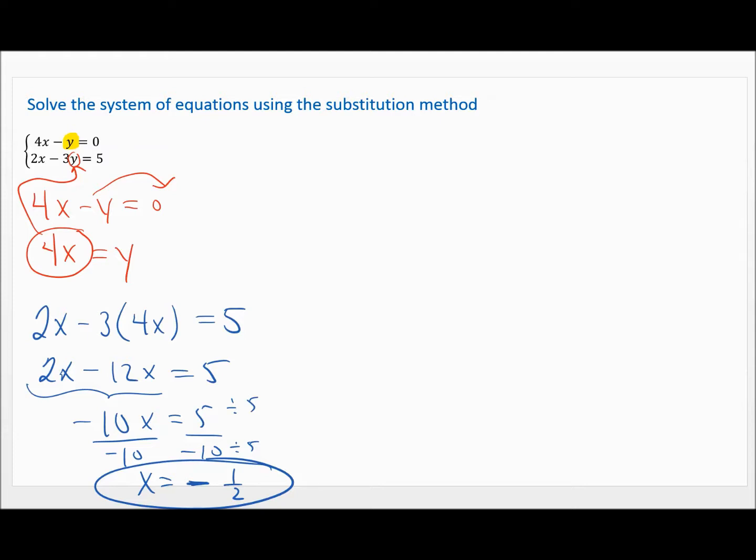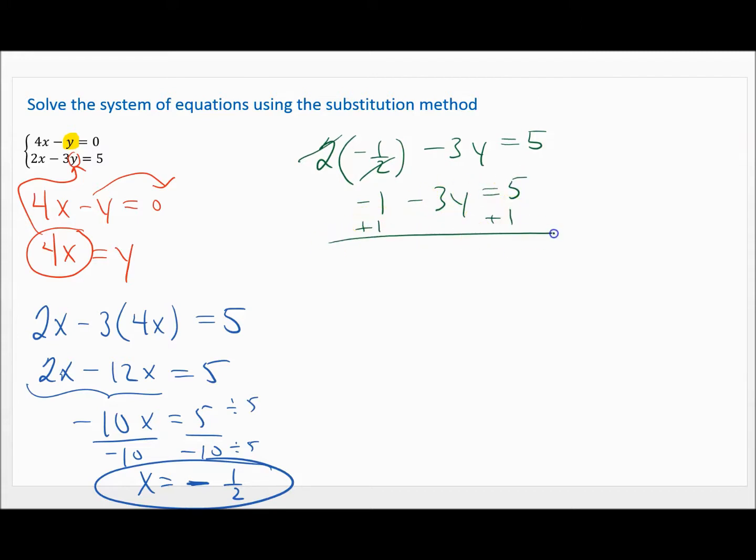So now I take that x is equal to negative 1/2 and I plug it into the second equation. So 2 times negative 1/2 minus 3y equals 5. Now this simplifies nicely. The 2's cancel. So I have negative 1 minus 3y equals 5. Remember, the goal is to solve for y. So I'm going to add 1 to both sides. I get negative 3y is equal to 6.